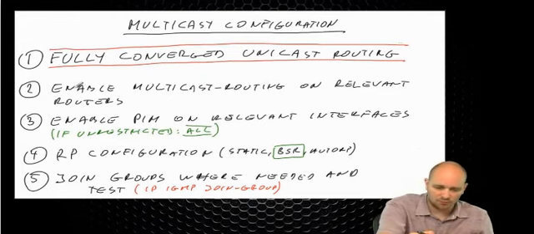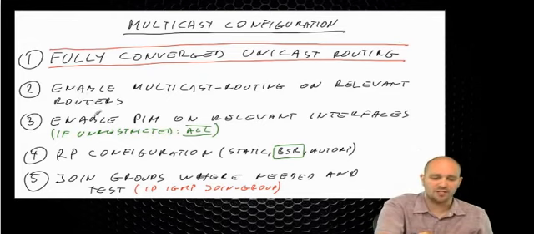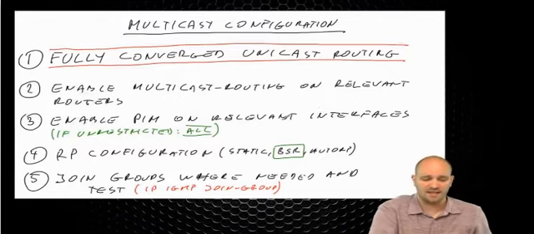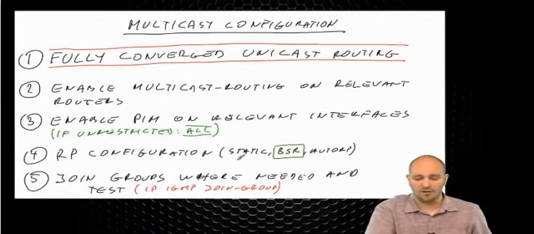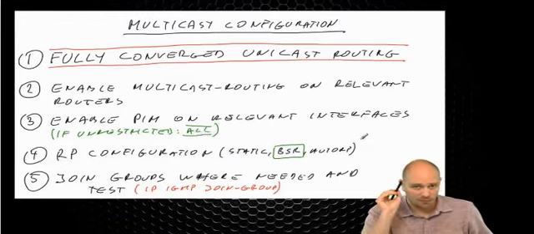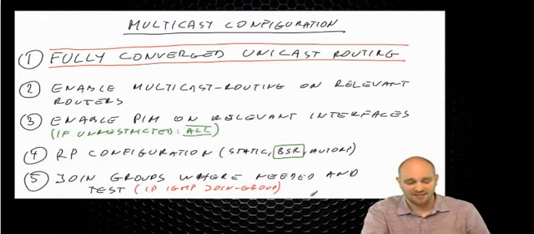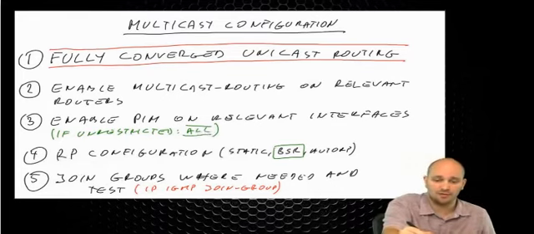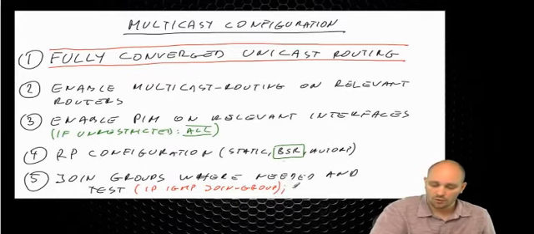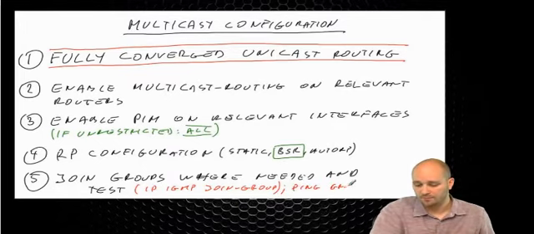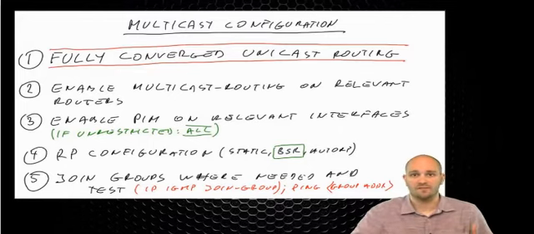Then, make sure that multicast routing is enabled on all relevant routers, enable PIM on relevant interfaces, as I said, if unrestricted, enable on all of the interfaces, RP configuration, static, BSR or auto RP, my preference given to BSR, and then join groups where needed and test. IP IGMP join group, and how do you test? You can test using ping and then the group address. Because ping is perfectly fine traffic generator.